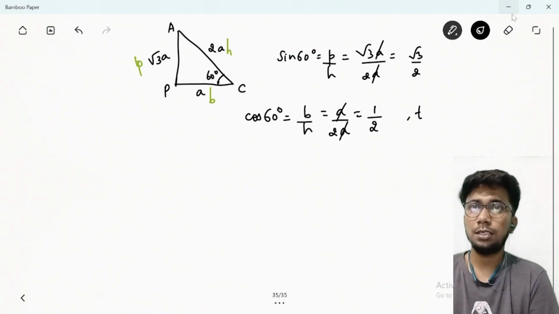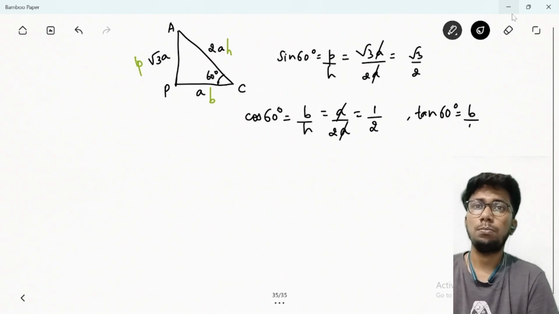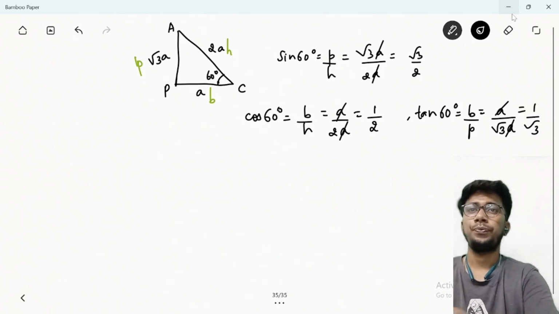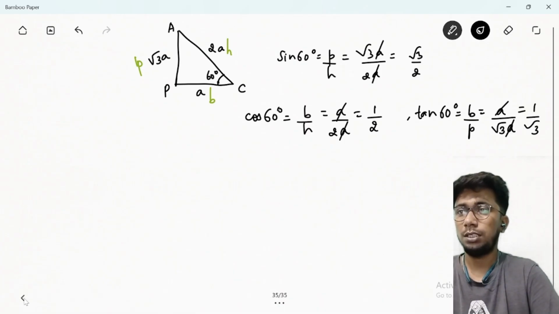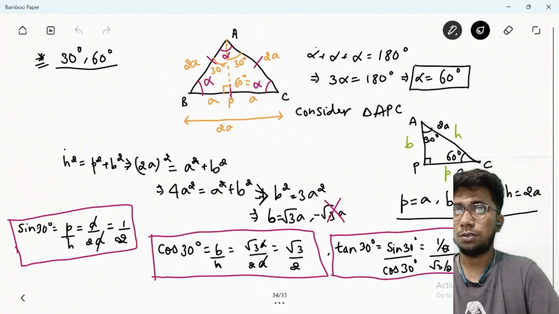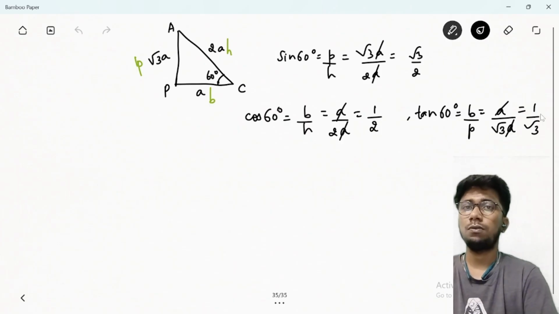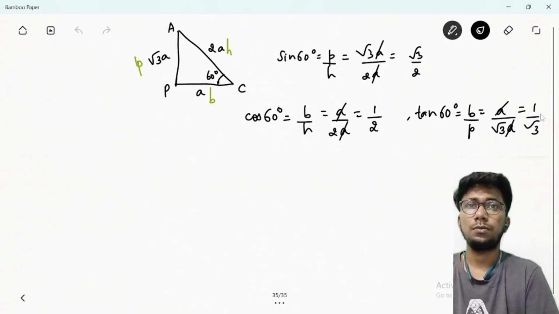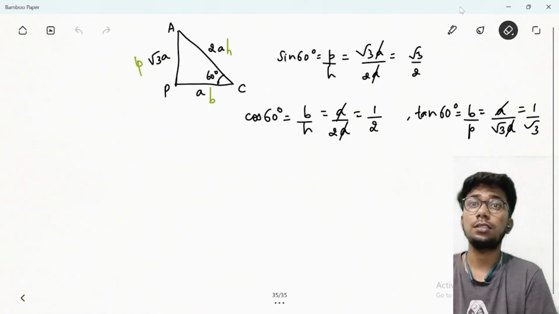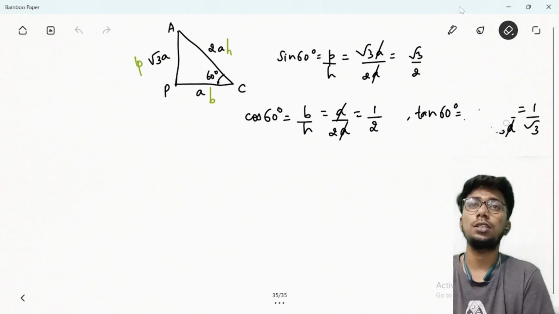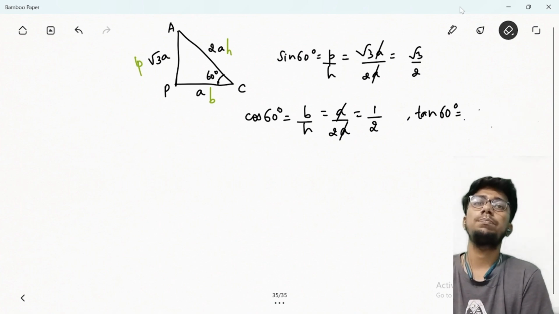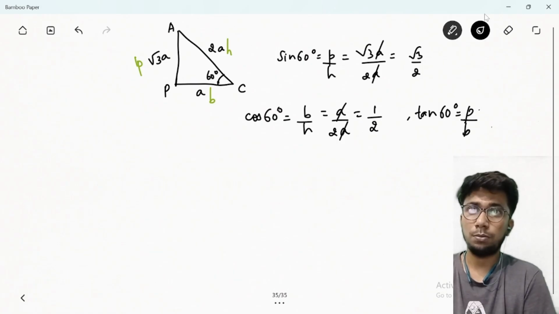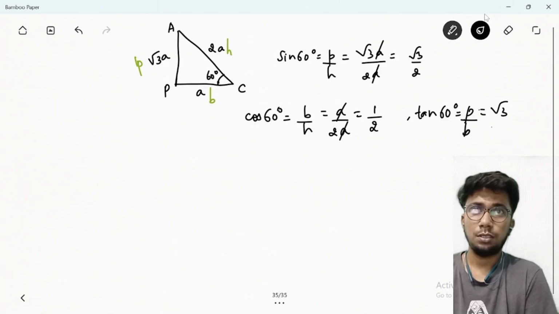And what about tan 60? Tan 60 is what? B upon P, that is A upon root 3A. This will be 1 upon root 3. And what value of tan 30 did we calculate? Let's see. Tan 30 was 1 upon root 3. So wait. What about tan 60? Just 1 second. Oh, sorry. Tan theta is P upon B, right? That was cot 60. It is not B upon P, it is P upon B. Tan 60 is P upon B. What was P? P was root 3A. B was A, so this will give you root 3.